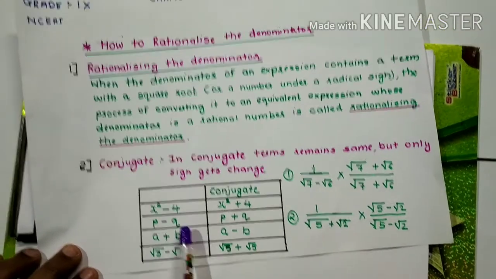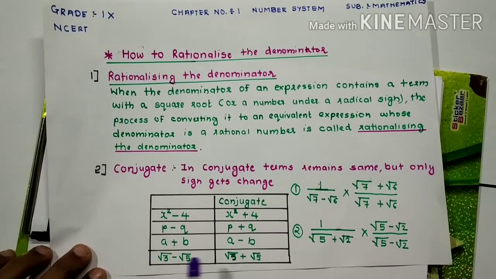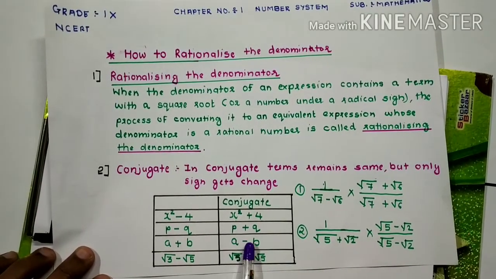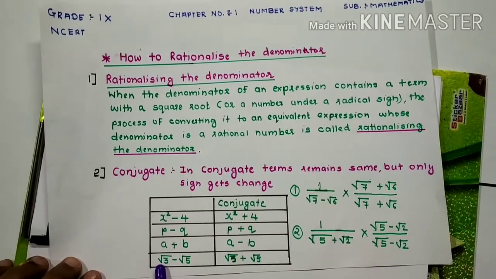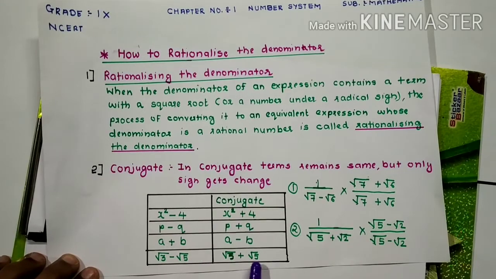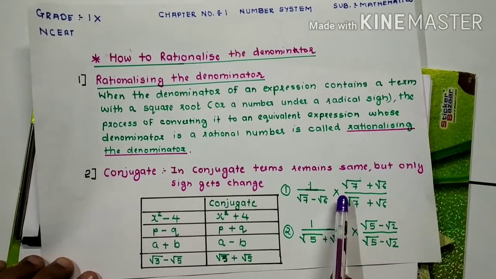Then p minus q. So only the sign gets changed here. So p plus q. Then a plus b, so the conjugate will be a minus b. Then root 3 minus root 5 will become root 3 plus root 5. So these are the examples of conjugate.